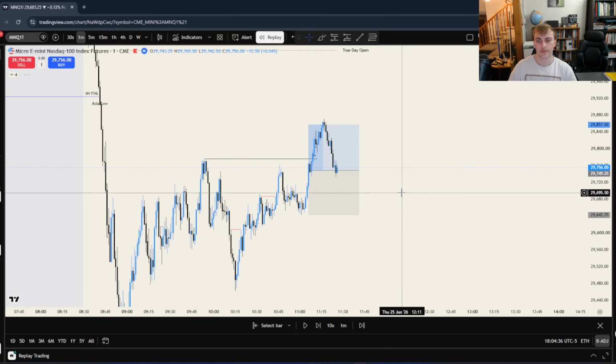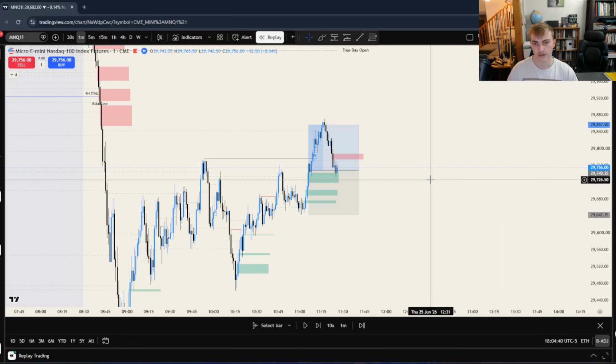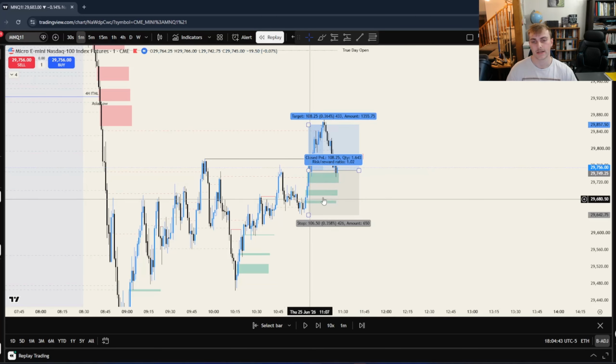So, absolutely A+ setup. Unfortunate that I missed the setup at open, just because of a TradingView glitch. That sucks, but it is what it is. But I did catch this small trade here.